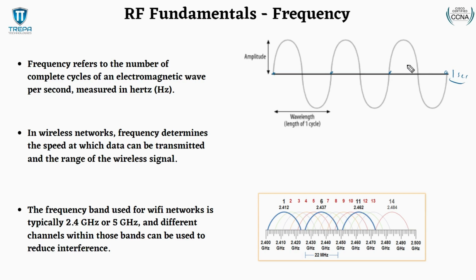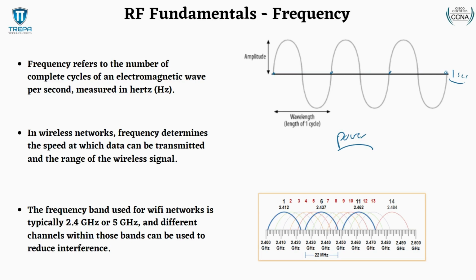So in wireless networks, frequency determines the speed at which data can be transmitted. So what do we mean by this? Well, the higher the frequency, meaning the more cycles per second, the more data transmission we can get. But there's a caveat to that. The stronger the frequency gets, the more power you need. And the more power you need, the more chance for attenuation we get on those higher frequencies. And that's why we need the higher power.